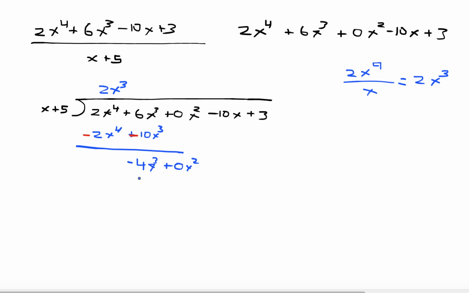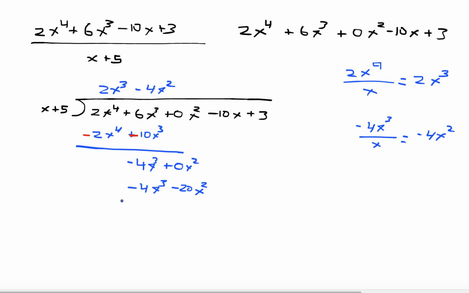Well, let's do the next step. We have negative 4x cubed. We want to divide that by x. What do we get in this case? We get minus 4x squared. That should be the next term in our quotient. When we multiply negative 4x squared times x, we get negative 4x cubed. But notice what happens here: negative 4x squared times 5 gives us negative 20x squared. And notice if we didn't have this 0x squared and just brought down the next term, it would be an x to the first power.